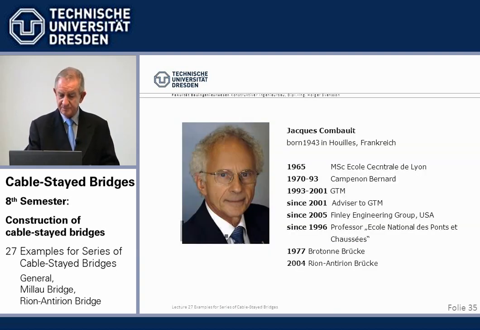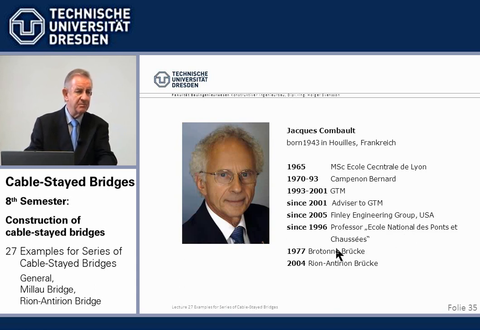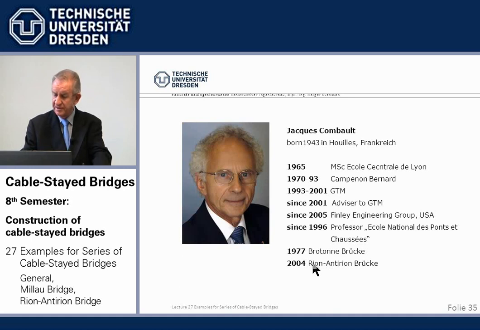I'll show you. Here was another Frenchman, Jacques Combault, friend of mine, well, like Michel Virlogeux, also professor at the École Nationale des Ponts et Chaussées, and he was very much involved together with Jean Muller for the Brotonne Bridge. We have met him there. You may recall the Brotonne Bridge in the development of concrete bridges, 320 meters, 1977, I think it was done. And besides all sorts of other things, he was in charge of the Rion and Antirion Bridge.